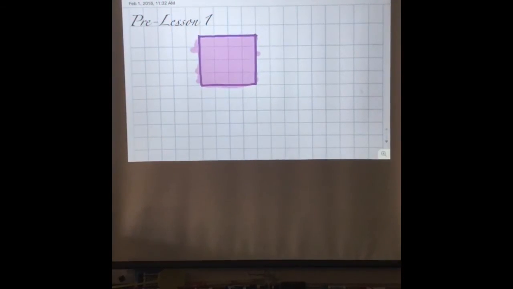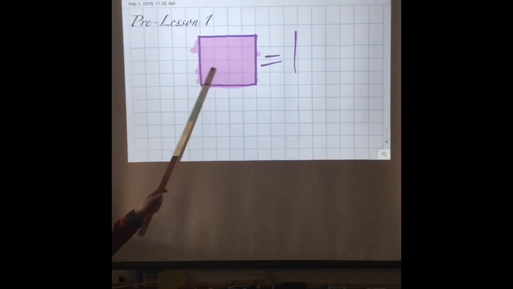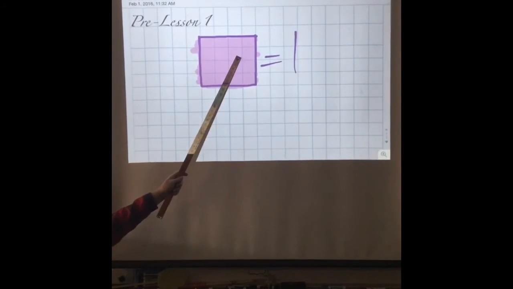Welcome back to math. Today we're going to be talking about Module 3, Pre-Lesson 1. This is the pre-lesson. What do we have here? It looks like, well, if I call it a 1. What do you guys call it? Yeah, you guys call it a 1, too? All right, a 1, 2. Yeah. So this is one whole, right?